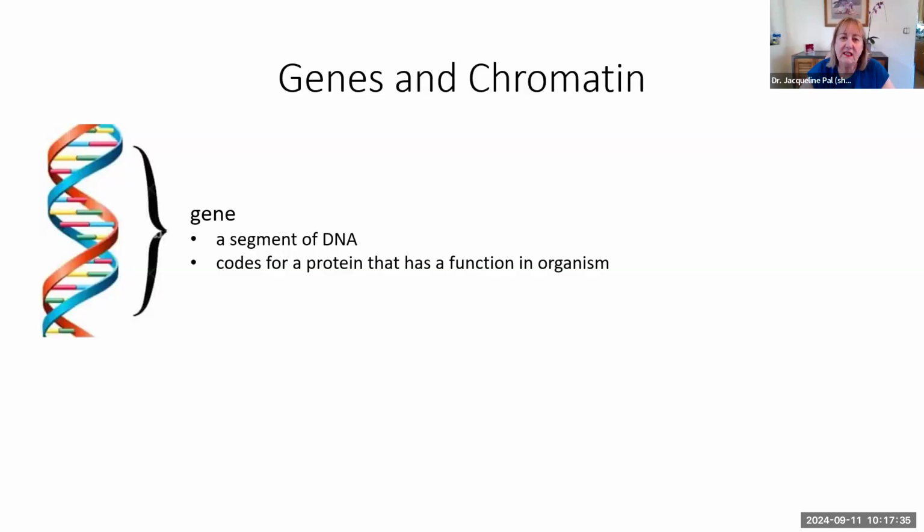So, our genes are basically individual segments of our DNA, our deoxyribonucleic acid. And a gene is a specific area that's going to code for a protein through that process where we have transcription and translation. And we're going to make a protein that has a specific function. And that's the whole point of a gene.